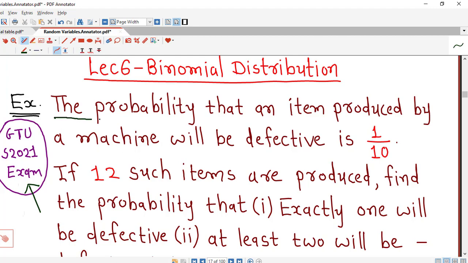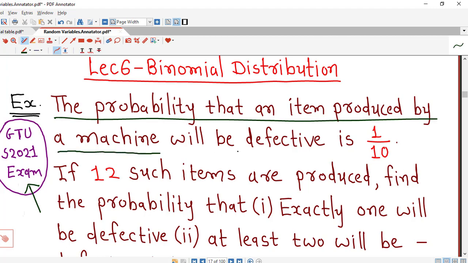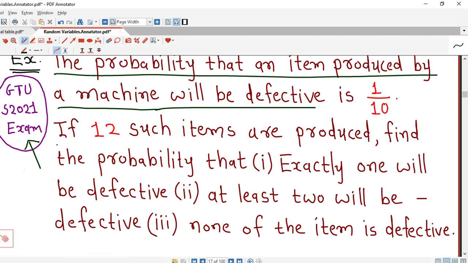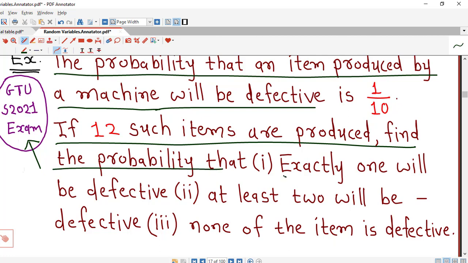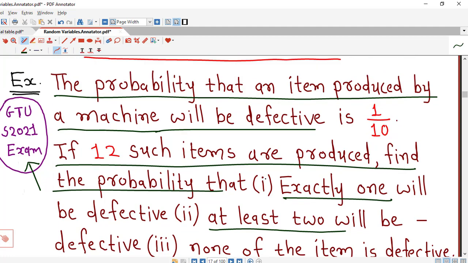The probability that an item produced by a machine will be defective is 1 by 10. If 12 such items are produced, find the probability that exactly one item will be defective, find the probability of at least 2 items to be defective, and find the probability that none of the items is defective.